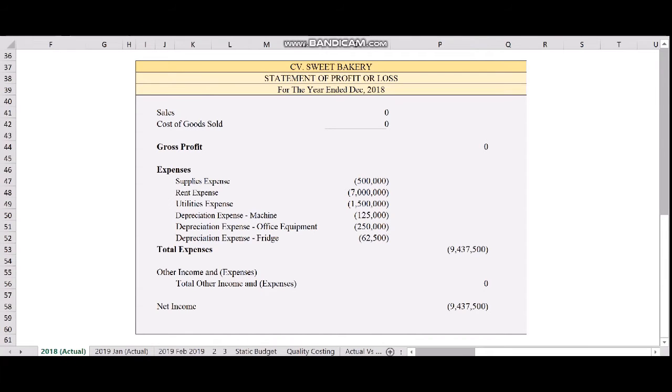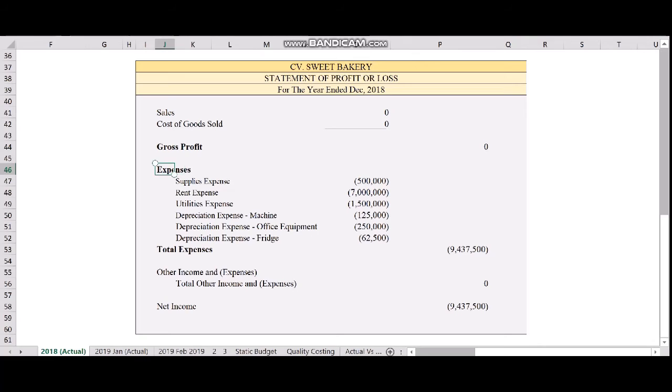After all the journal entries, we have to make profit or loss for Sweet Bakery for the year ended December 2018. The balance for all accounts in the report are from the journal entries. There is no sale in 2018, so it will be 0 for the gross profit.